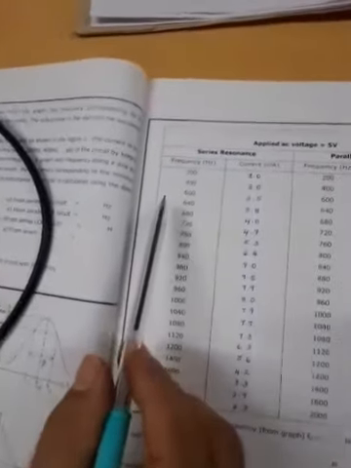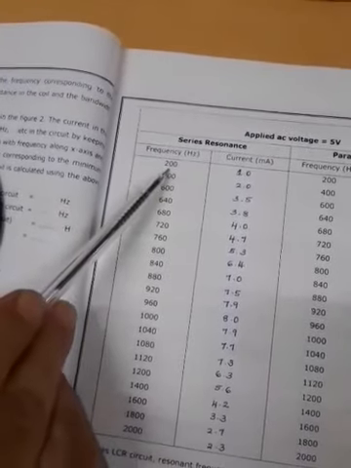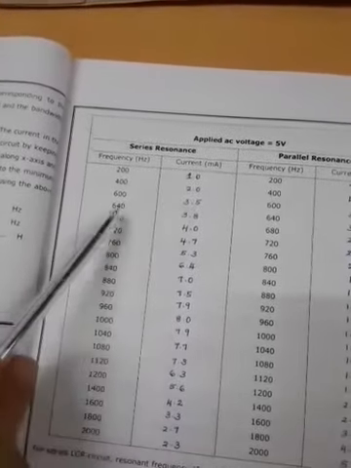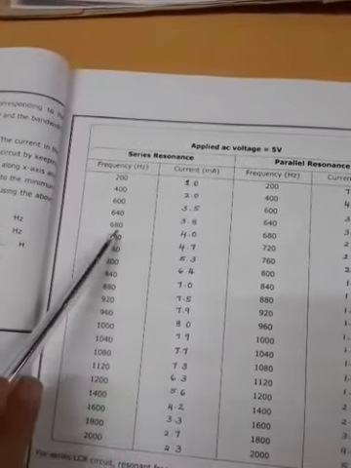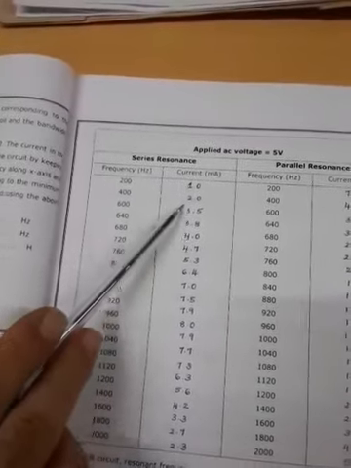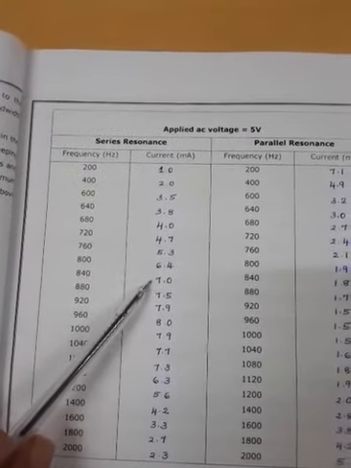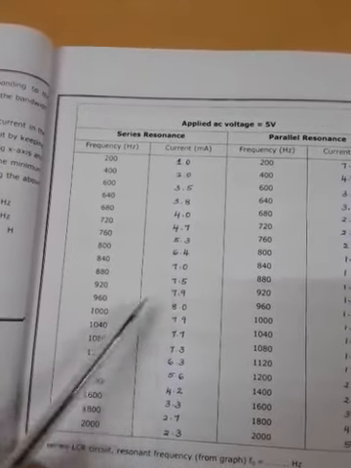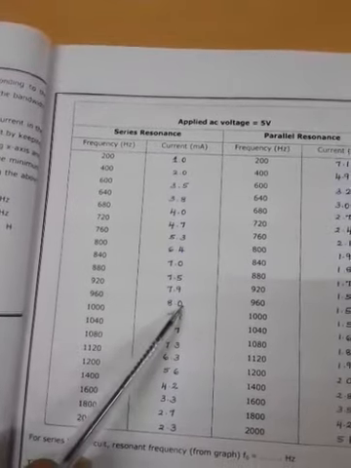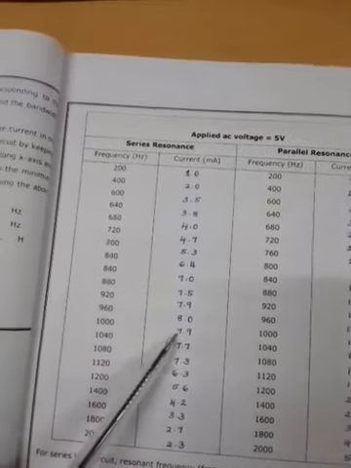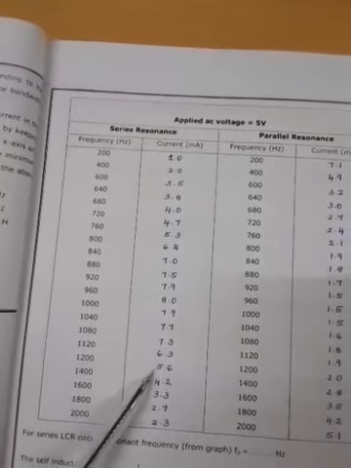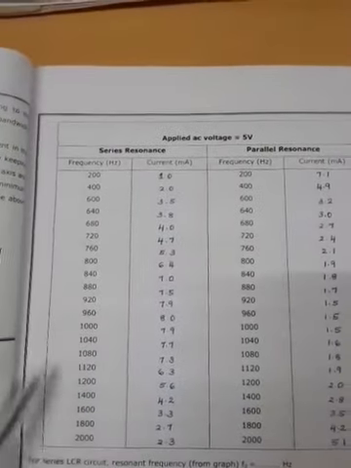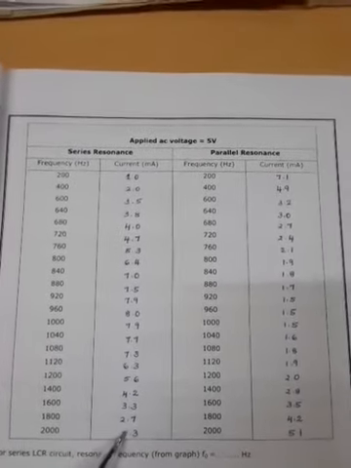So for your experiment, you try to take for the frequency 200, 1.0; 400, 2.0; 600, 3.5; 640, 3.8; 680, 4.0. Likewise, the current goes on increasing, and you can see at 920, 7.9, but at 960, 8.0 is the highest current, and later the current starts decreasing as the frequencies increase. Now these are the readings for the various frequencies from 200 to 2000 in the case of series connections.